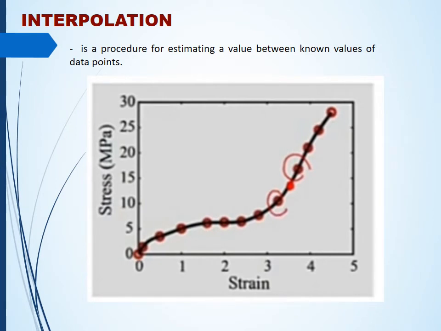Interpolation is simply estimating a value in between two known data points. For example, in the figure that we see on our screen, you can observe a dot whose exact coordinates we do not know yet, located between two known data points. What we will do to find out is interpolate.